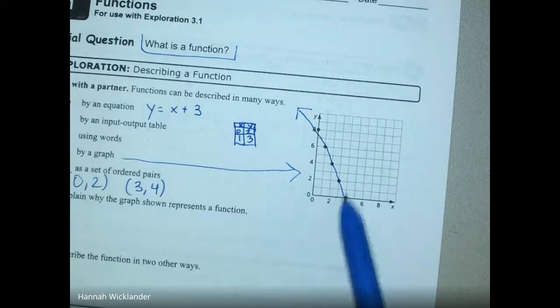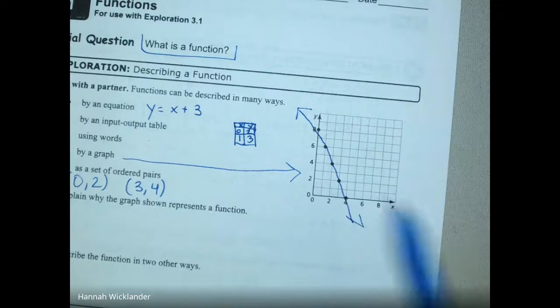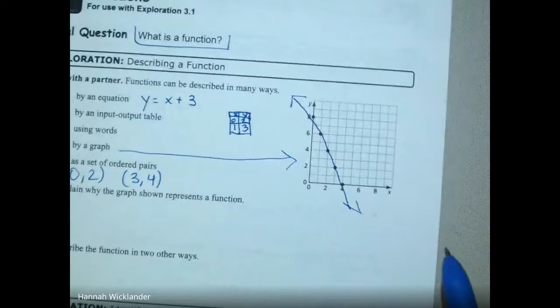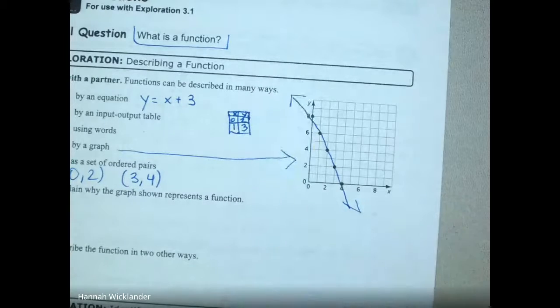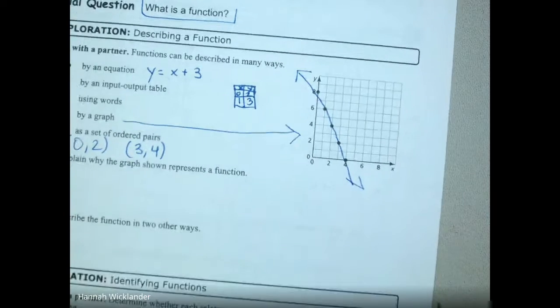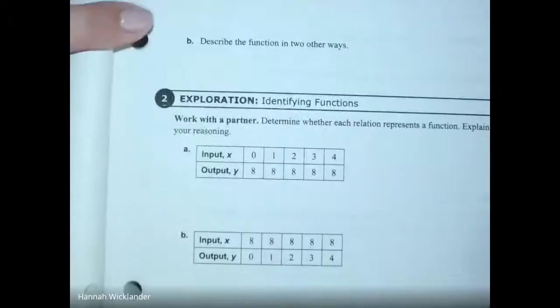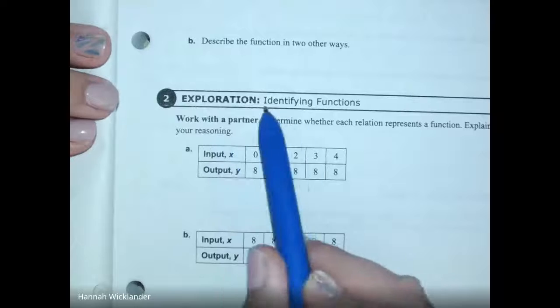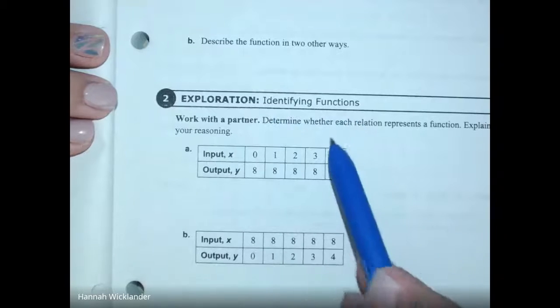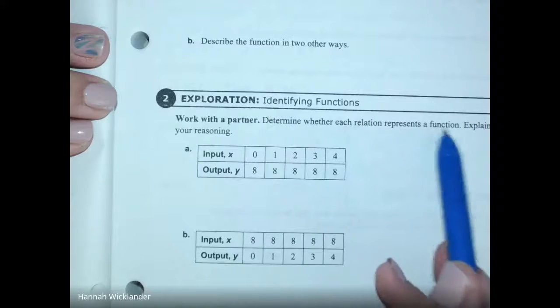When x is at 3, y is at 2. When x is at 4, y is at 0. So each x value has only one y value. So that makes it a function. So we're going to come down here to identifying functions. So determine whether each relation represents a function.